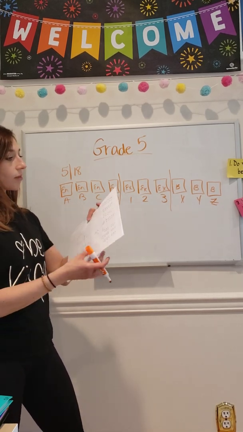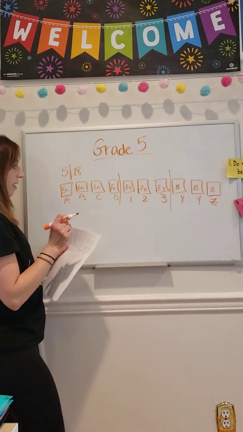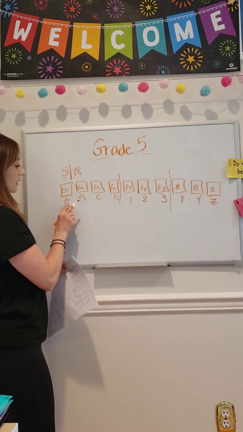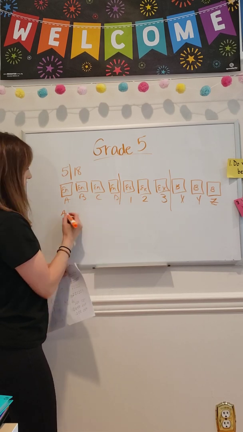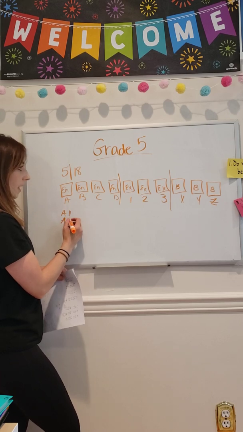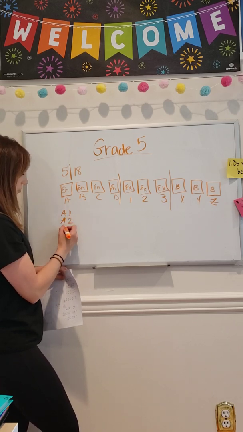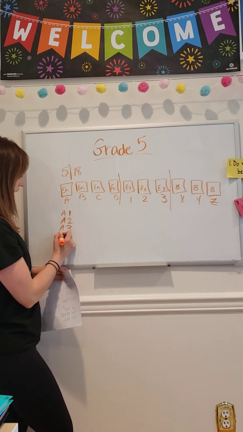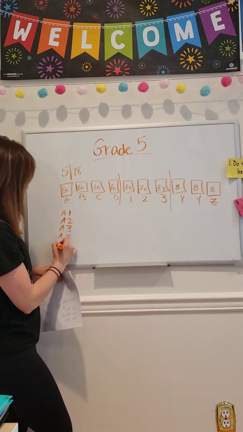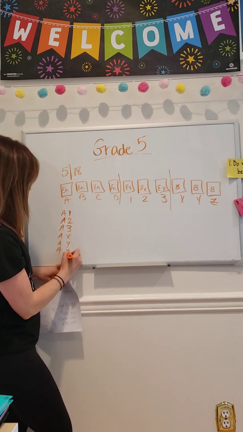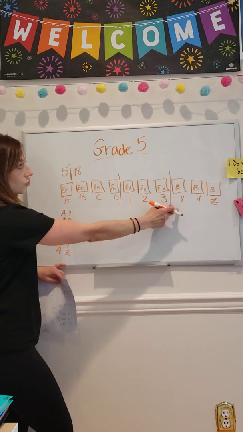To solve this problem, I'm going to list all of my possibilities. So it's like saying I could enter through A and exit through 1. Enter through A, exit through 2. Enter through A, exit through 3, and so on. A, X, A, Y, A, Z. Because I can exit through those doors as well.